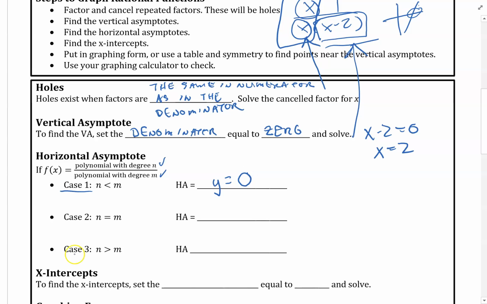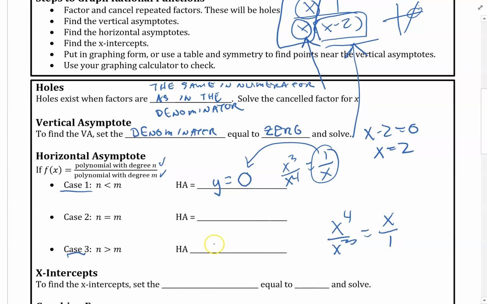If n is greater than m, we'll jump to case 3. Well, think about it. You have x to the 4th divided by x to the 3rd. Oh, by the way, this one would be like x to the 3rd divided by x to the 4th. You could reduce that to 1 over x, which would be our 0 for an asymptote. If our power on top is bigger, this would reduce to x over 1. There would be no horizontal asymptotes.